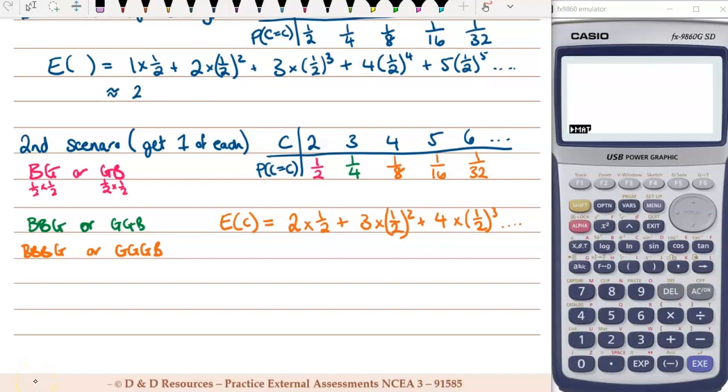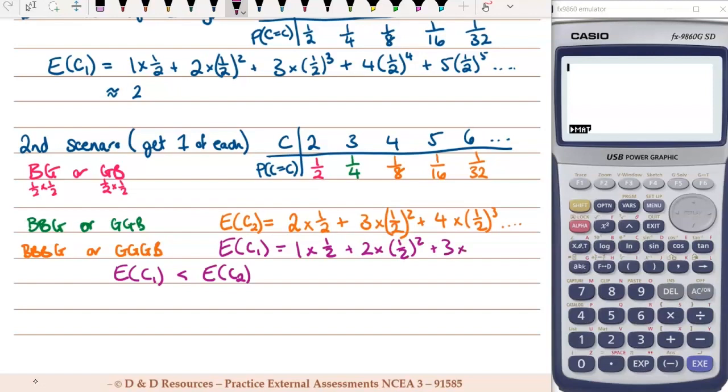In fact, let's just relabel this E of C in scenario 1 and E of C in scenario 2, like this. Then E of C1 is smaller than E of C2 because of that series comparison. Let's just write it underneath. Is 1 times a half, 2 times half squared, 3 times half cubed. So we don't even need to work out what the answer comes to. You can tell by comparing these multiples, they're always one less.